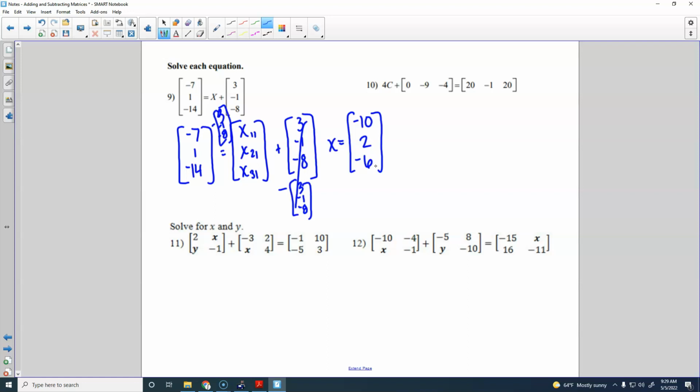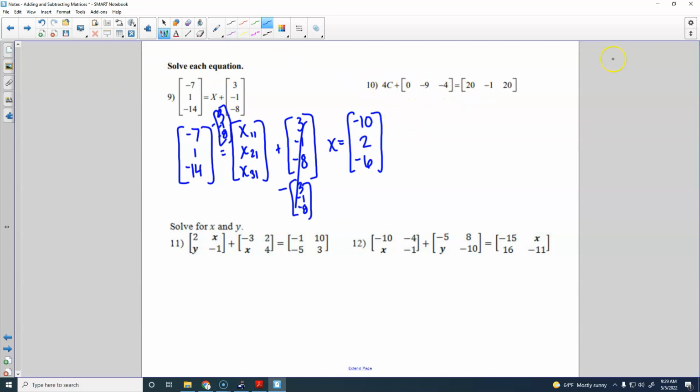All right, and if we wanted to solve any questions on 9, you also can kind of just think about it. Depending on negative 7, what number needs to go here? Negative 10. You can kind of just think about what number goes there as well.